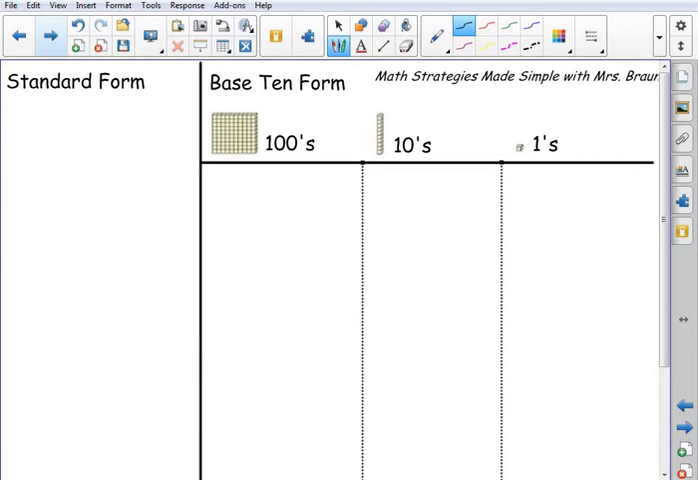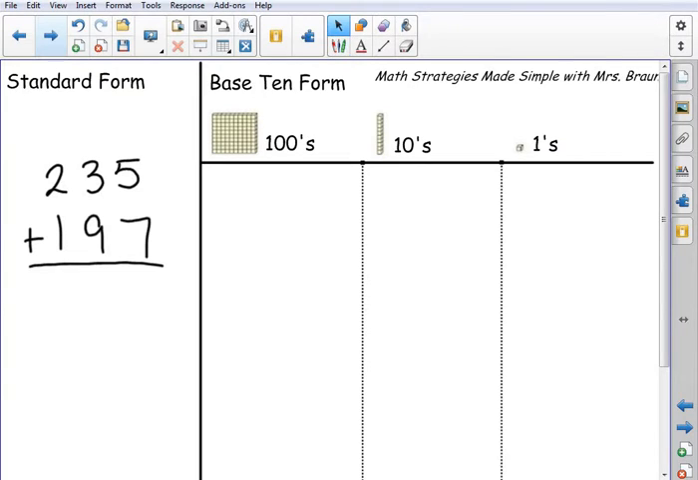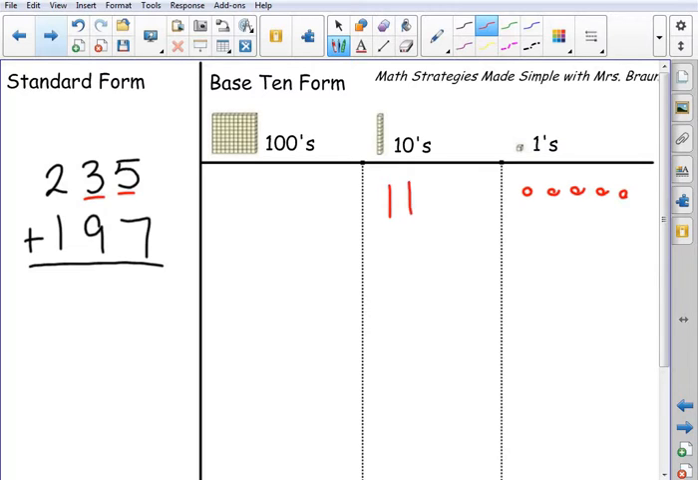Let's take a look at 235 plus 197. Now, again, I'm going to represent both of these numbers. 235, I've got 5 in the ones place. Let me draw 5 ones. I've got 3 tens, and I've got 2 hundreds.